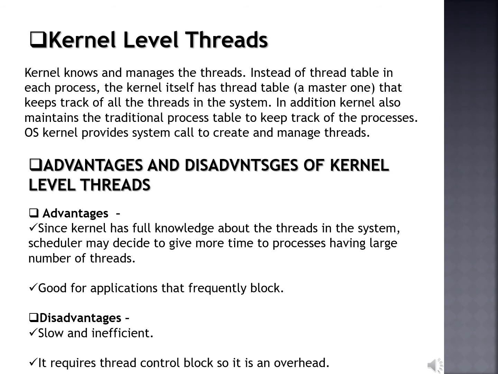Now, about advantages of the kernel level thread. Since the kernel has full knowledge about the threads in the system, the scheduler may decide to give more time to processes having a large number of threads. If one thread in a process is blocked, the kernel can schedule another thread of the same process. Kernel routines themselves can be multi-threaded. It is good for applications that frequently block.